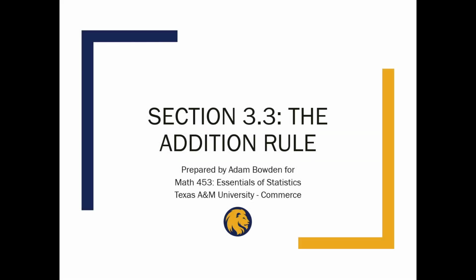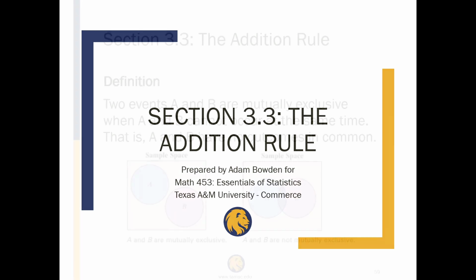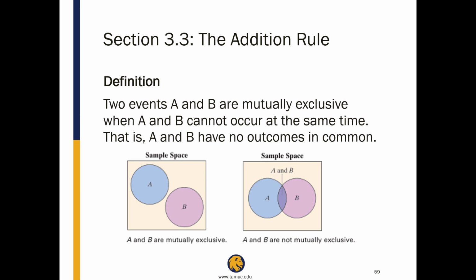In the last section, we looked at the multiplication rule for probability in cases where we had the probability of two events, like A and B. We use multiplication. And in this section, we're going to talk about addition and the addition rule for probability. First, we discussed the topic of when two events are called mutually exclusive.